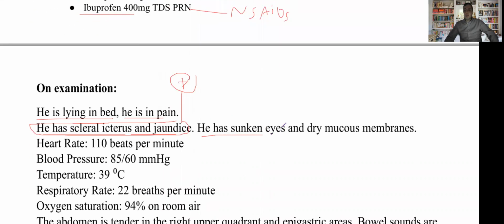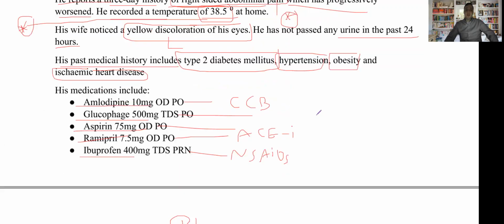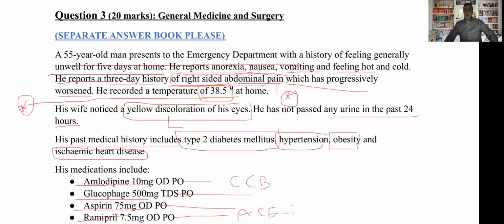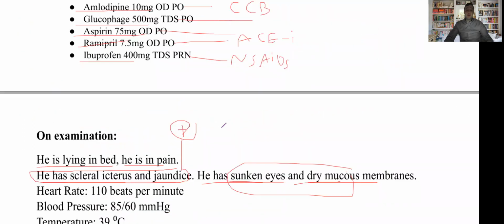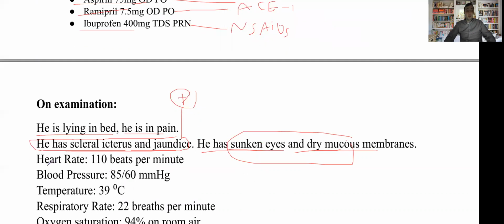He has sunken eyes and dry mucous membrane. Why these signs of hypovolemia? Because the patient has nausea and vomiting and anorexia in the last few days, and he's febrile. So all of these can explain why the patient has these sunken eyes and dry mucous membrane.